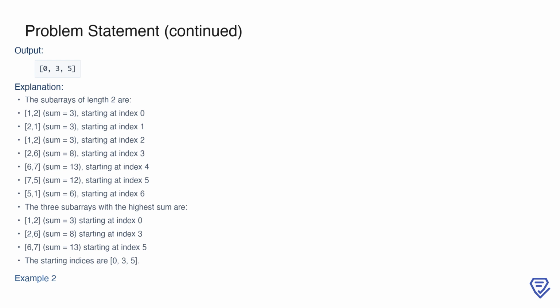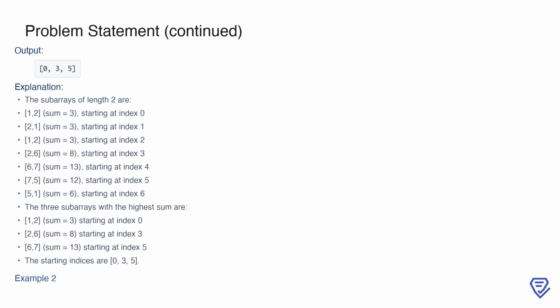Suppose the input array nums is 1, 2, 1, 2, 6, 7, 5, 1, and k is 2. The output in this case is 0, 3, 5. Here's why. First, we calculate the sums of all possible subarrays of length 2. These subarrays are 1, 2, with a sum of 3 starting at index 0, 2, 1, with a sum of 3 starting at index 1, 1, 2, with a sum of 3 starting at index 2, 2, 6, with a sum of 8 starting at index 3, 6, 7, with a sum of 13 starting at index 4, 7, 5, with a sum of 12 starting at index 5, and finally, 5, 1, with a sum of 6 starting at index 6.